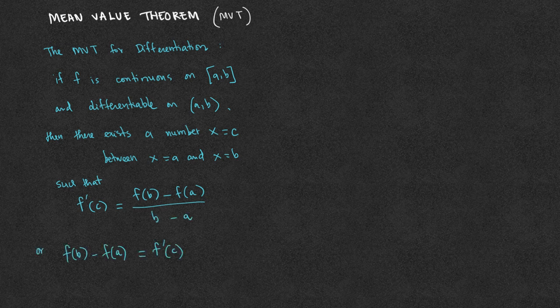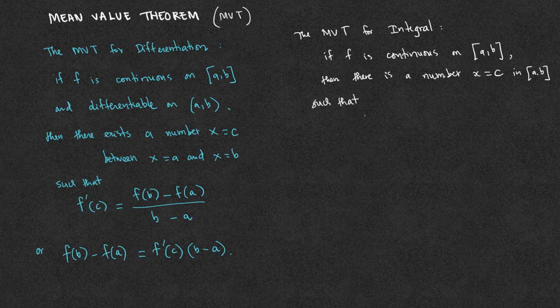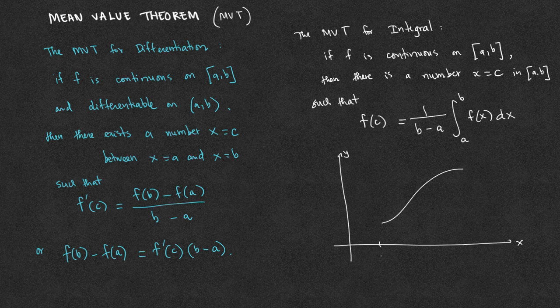Alternatively, this is written as f of b minus f of a equals f prime of c times b minus a. The mean value theorem for integrals states that if f is continuous on a closed interval [a, b], then there exists a number c between a and b such that f of c equals 1 over b minus a times the integral from a to b of f of x dx.